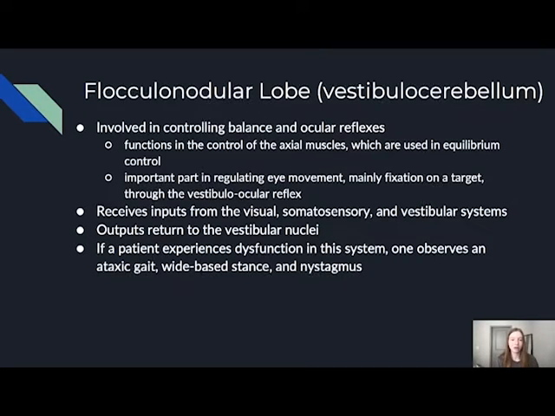Inputs in this area are from the visual, somatosensory, and vestibular systems, and the outputs return to the vestibular nuclei. So this makes sense with this function. You get that visual, somatosensory, and vestibular information that comes in and kind of tells the cerebellum what's going on, and then you have those outputs that help to control that balance and the ocular reflexes. So if there is a dysfunction in this system, you would observe ataxic gait, wide-based stance, and nystagmus.